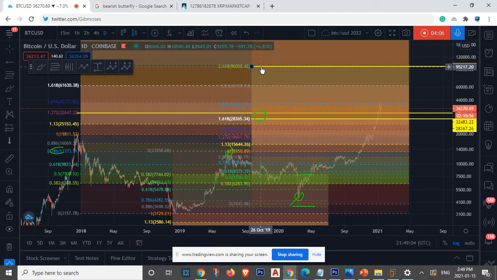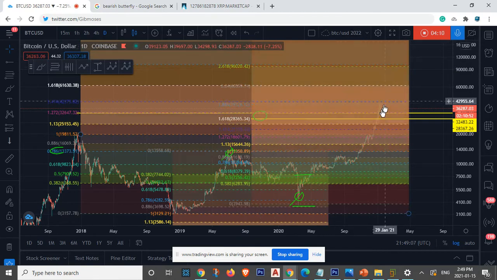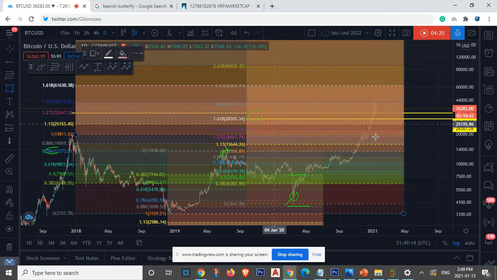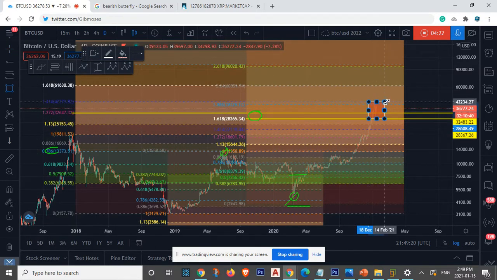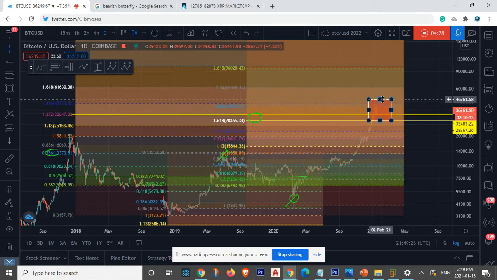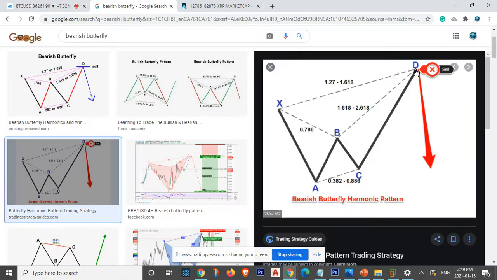This is a short-term analysis. Remember, we are heading up here, but this is a short-term analysis, meaning that we're not going to go up here in the short term. So short-term wise, this is where D point is right now. Within this range, I should say, this is basically our D point right here.